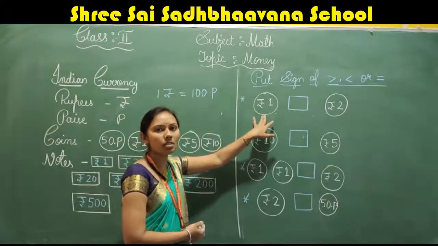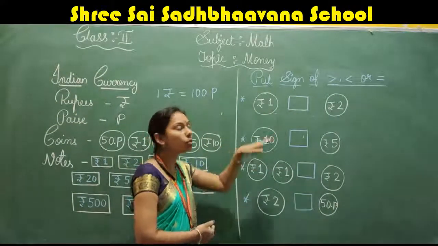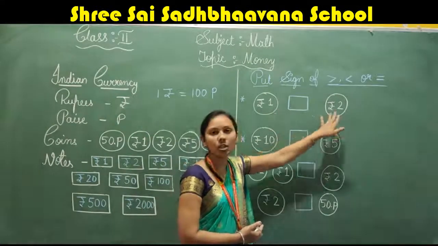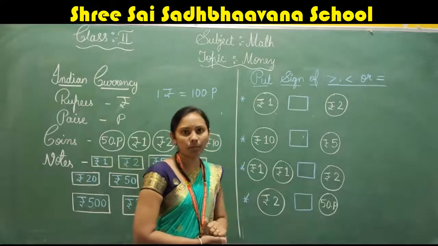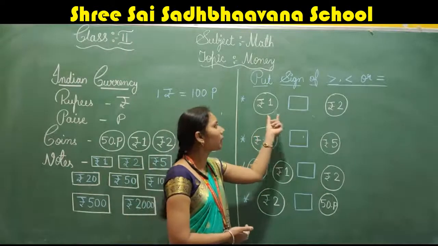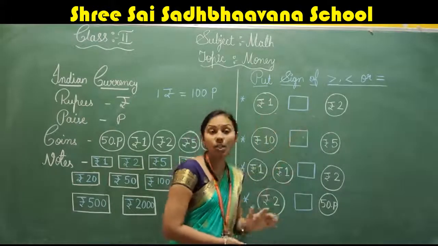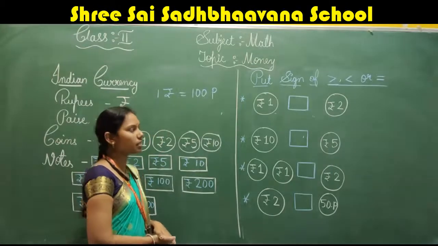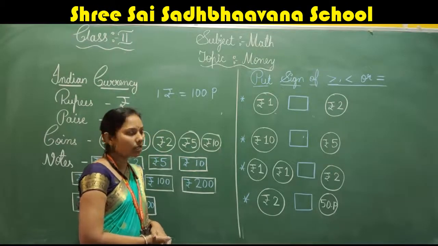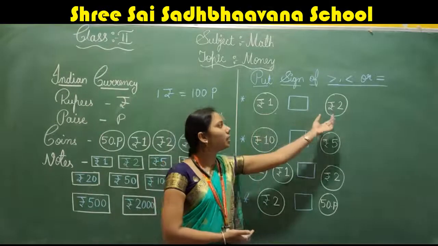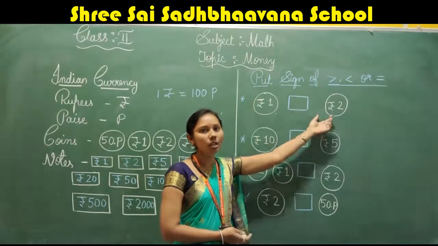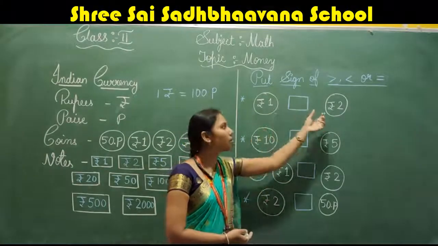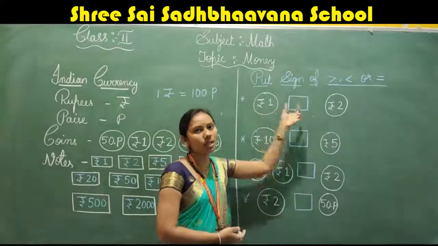What coin can you see here? 1 rupee coin, and on the other side you can see the 2 rupee coin. Right, children? By comparing both the coins, can you tell me which has the greater value and which has the lesser value? Yes, children, 1 rupee, here 2 rupees. So 1 rupee is less than 2 rupees, or 1 rupee is more than 2 rupees, or 1 rupee is equal to 2 rupees.